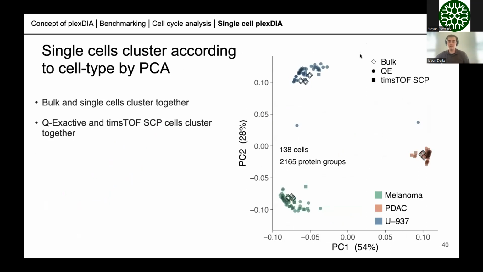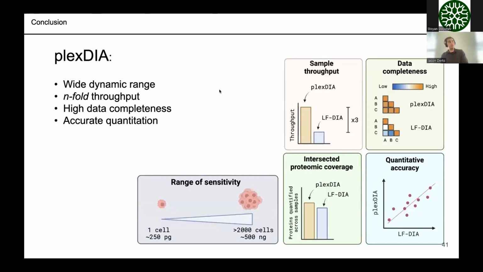We also did PCA analysis, and we wanted to see whether our cells clustered together as expected. And what we find is that, yes, indeed, single cells cluster well with the bulk, which I'm showing here with these squares. They also cluster well between the cells that were run on the Q Exactive and the cells that were run on the timsTOF SCP, suggesting that there are no biases in that sort of realm.